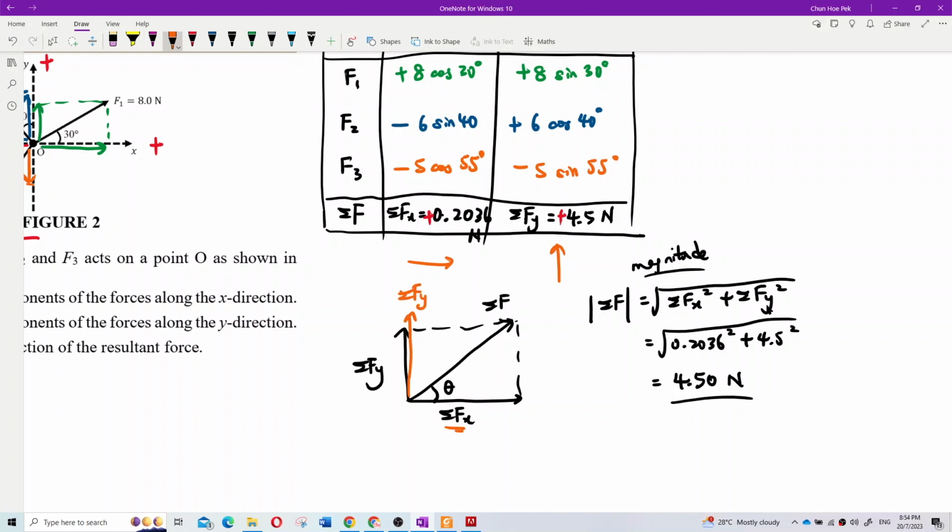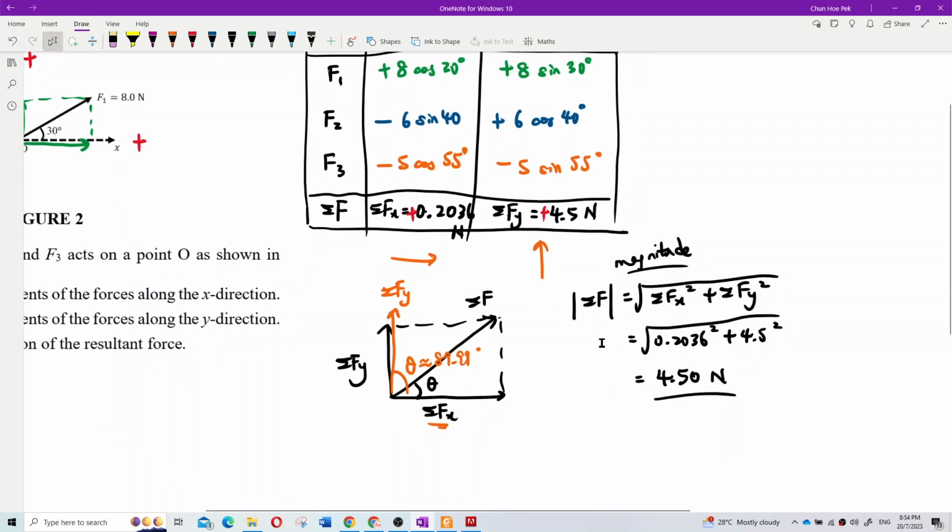So you can imagine the angle theta is near to 90 degrees. Maybe 89 point 99 something. Maybe. Later we check out. So the resultant force is almost here. Okay, so this is the magnitude of resultant force F.